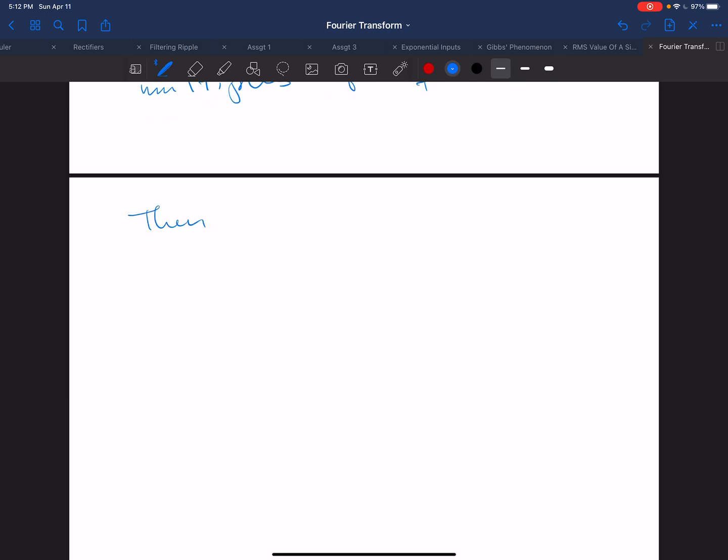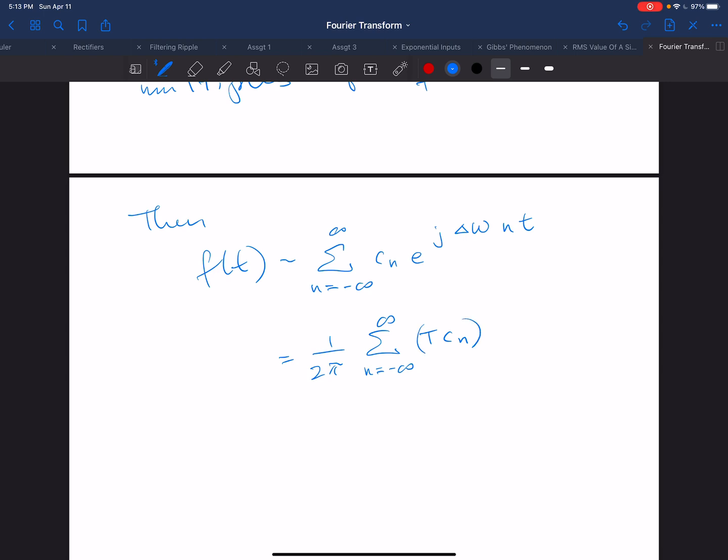Then we can write our Fourier series as follows, using the complex form. It's the sum from n equals minus infinity to infinity of Cn e to the j delta omega n t. And we can rewrite this as 1 over 2 pi times the sum from n equals minus infinity to infinity of T Cn e to the j delta omega n t. Here I've multiplied by T over 2 pi, which is the inverse of delta omega, so I'm going to multiply by delta omega.